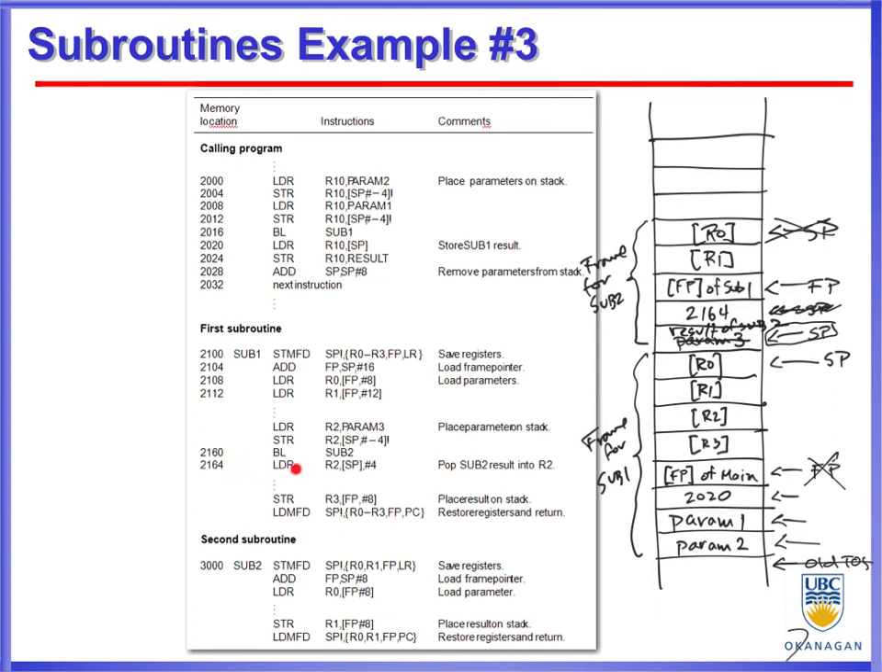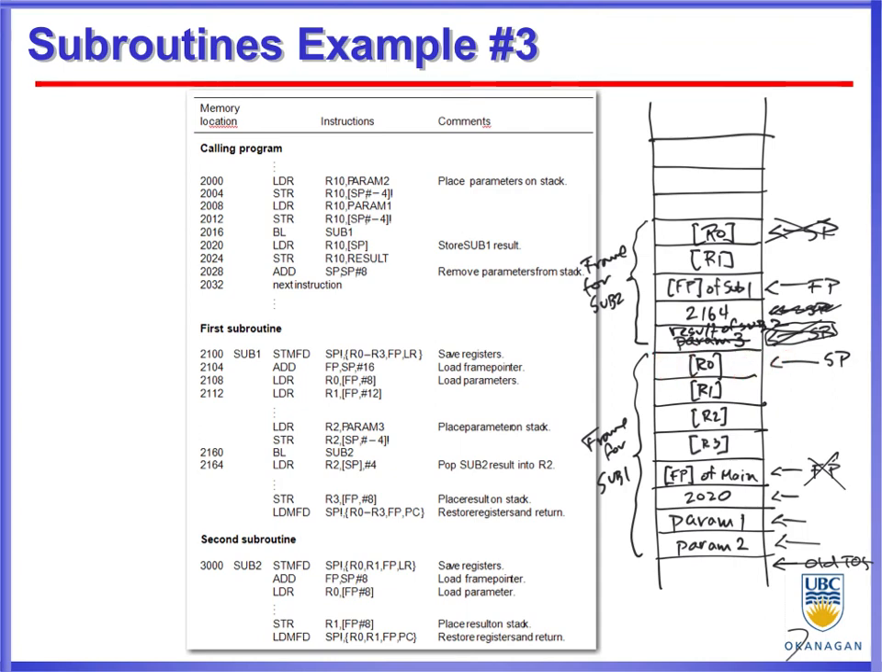So now it's going to go back to here, the next instruction after the call to sub 2 inside sub 1. We're going to load register R2 with the stack pointer's contents. The stack pointer is here, so register R2 is going to get the result that was created by subroutine 2. And then the stack pointer gets incremented by 4. So now the stack pointer is pointing here.